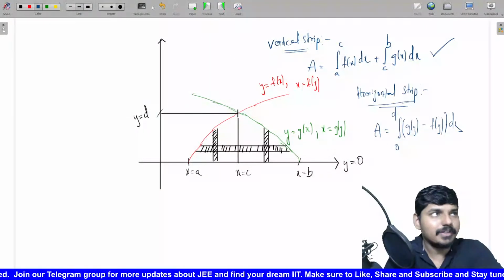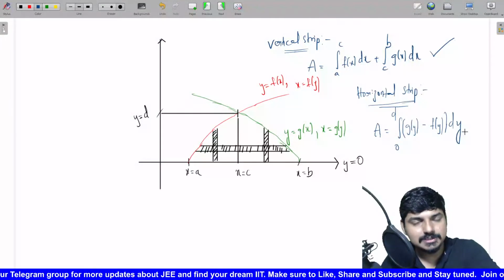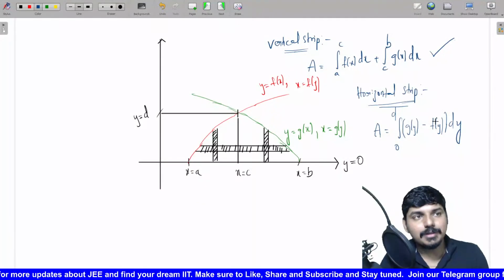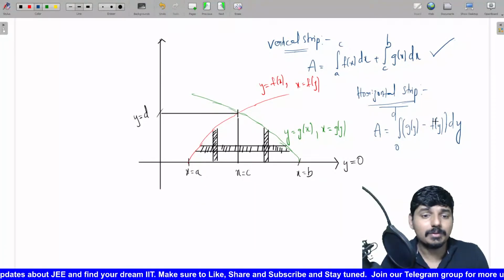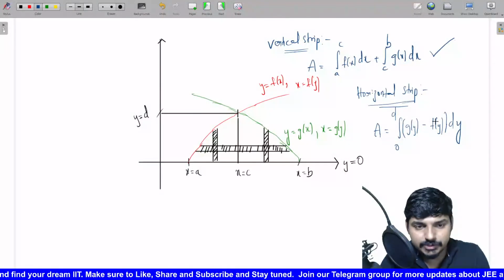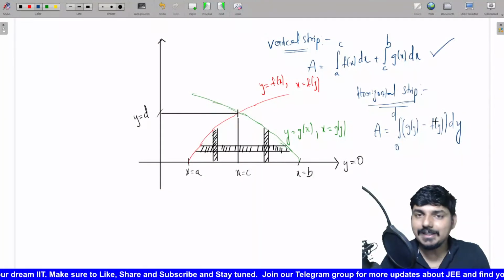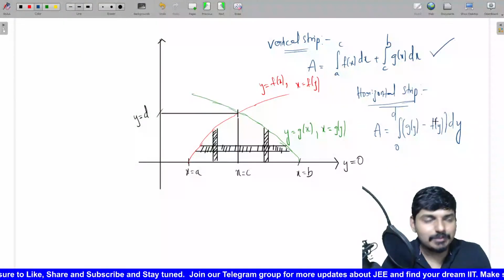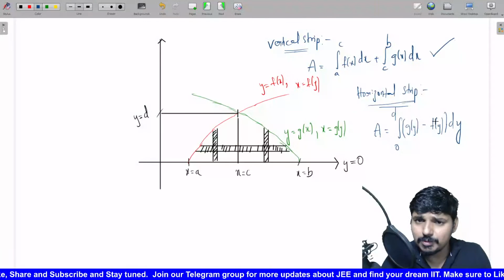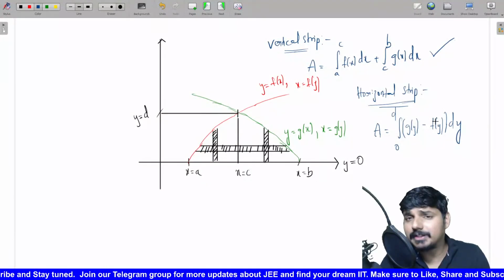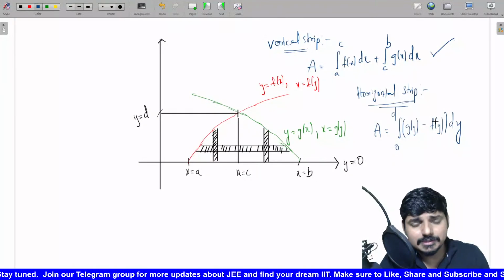So remember everyone, in this type of question, you can get the area of the region by using a vertical strip or a horizontal strip. Which one to use completely depends upon the question, and you might be having this confusion or doubt that we are using two vertical strips here and only one horizontal strip.